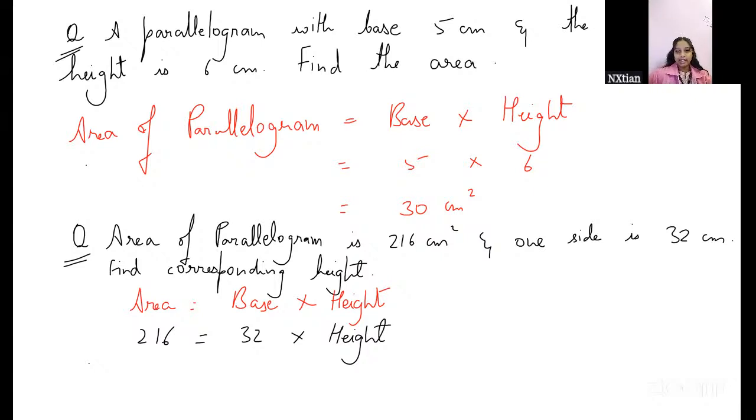And like I said, when we are to find a missing value or value of a variable, we keep the variable on one side, take the numbers on the other side. So when we are taking the numbers to the other side, its operation changes. Here it is in multiplication, here it will become divide. 216 divided by 32 equals to height. Divide and find out the answer. 216 by 32.